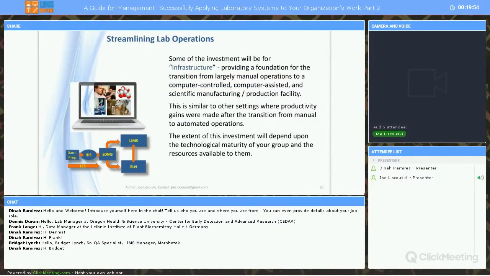Some of the investment will be for infrastructure, providing a foundation for the transition from largely manual operations to a computer-controlled, computer-assisted, or scientific manufacturing and production facility. This is similar to other settings where productivity gains were found after the transition from manual to automated operations was made. The extent of this investment will depend upon the technological maturity of your group and the resources available to them. We'll take a look at some of these points in the next few slides.